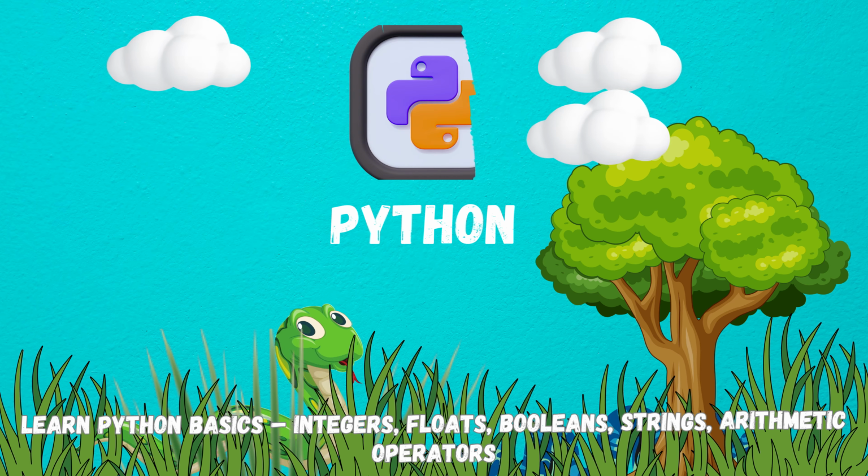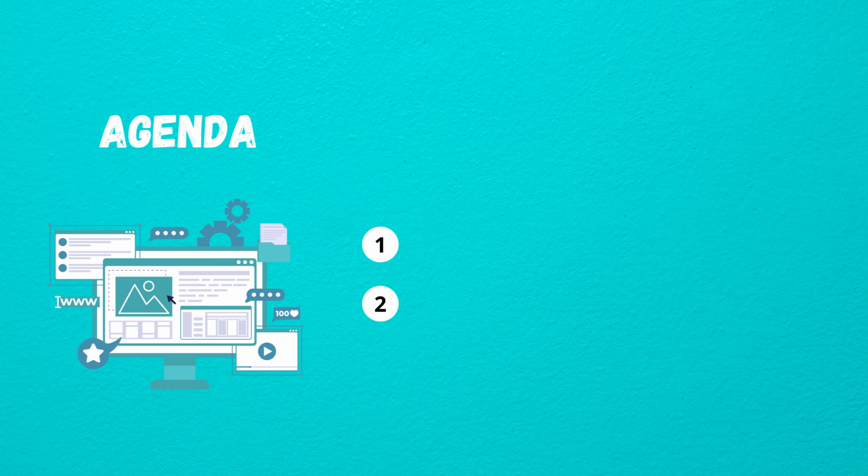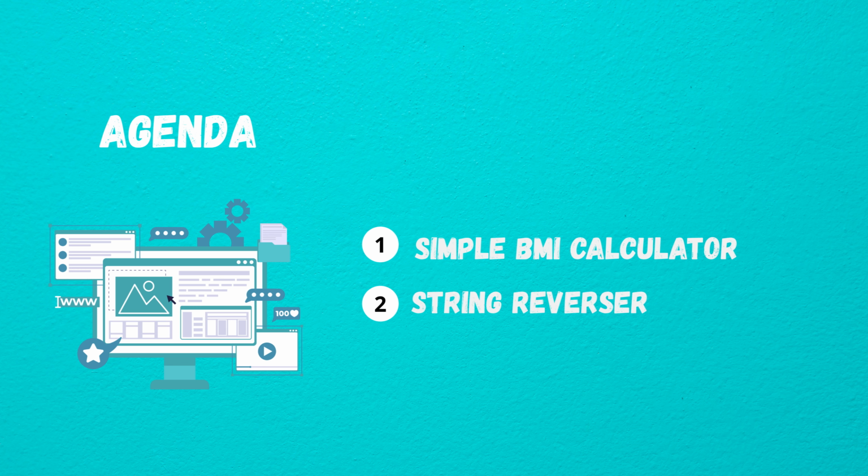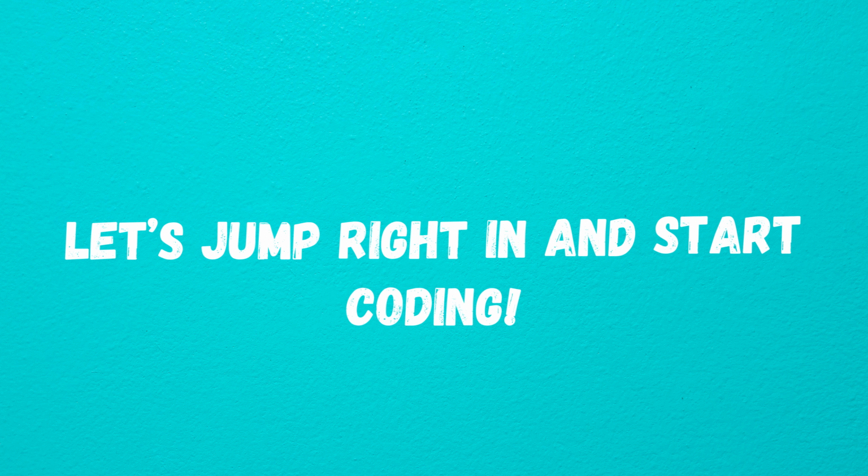Yesterday we learned how to print text and take input. Today we're diving deeper into data types, operators, and some cool tricks with strings. By the end of this video, you'll build a simple BMI calculator and a string reverser, both using just what you learned today. Let's begin.